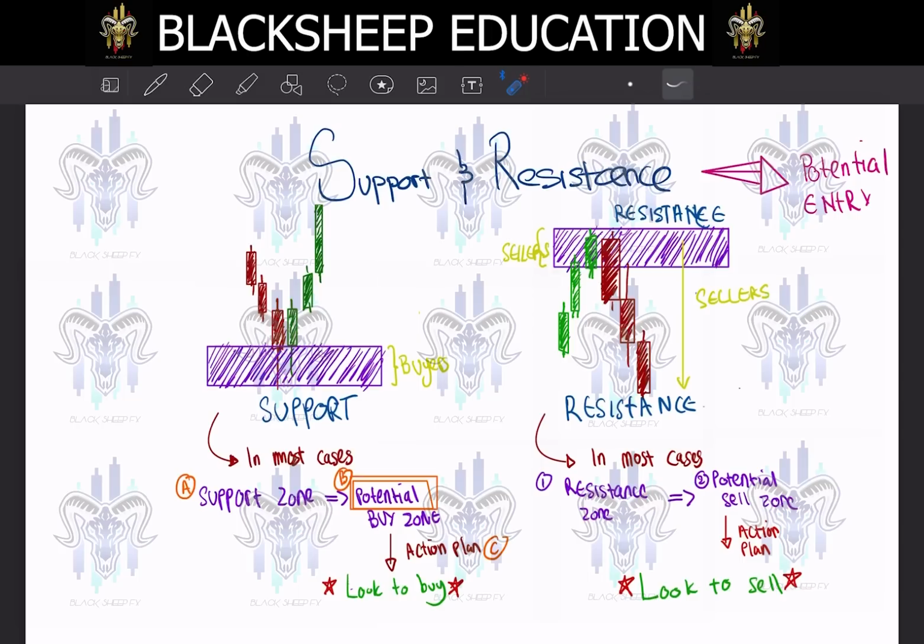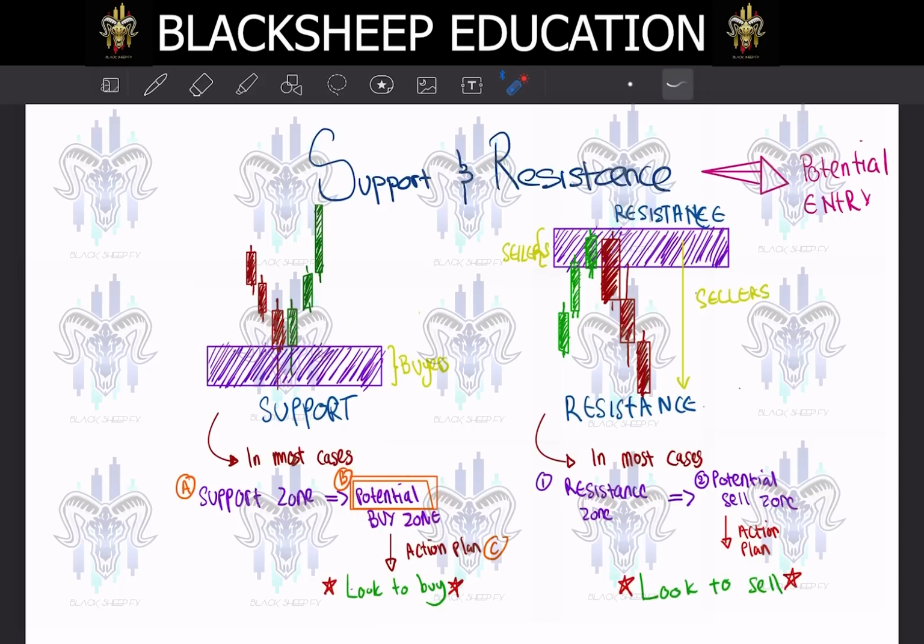So, support and resistance, to put it very quick and simple, support is a place whereby when price is falling down and it hits this particular zone, it is somewhat like a trampoline that bounces the price back up. So this is what we call a support. And in a support zone, you will see that there will be a huge amount of buyers. In most cases, support zone could be a potential buy zone.